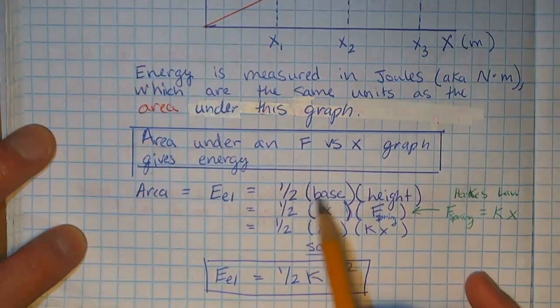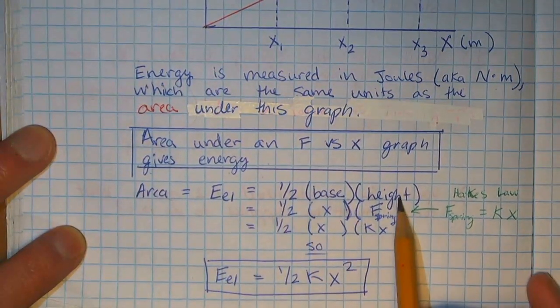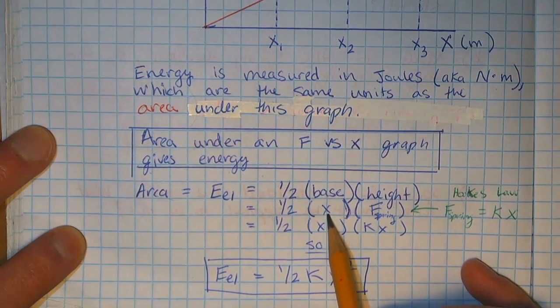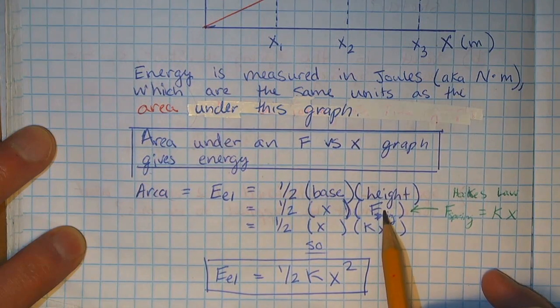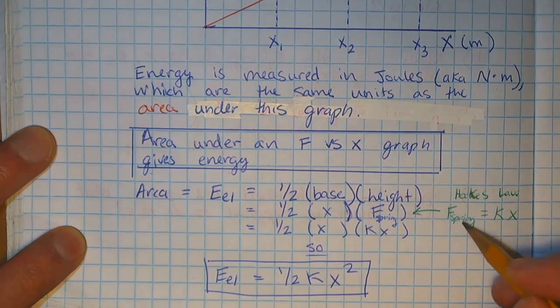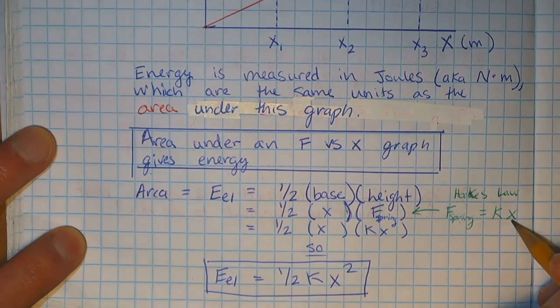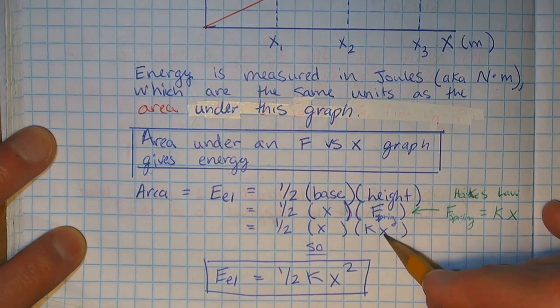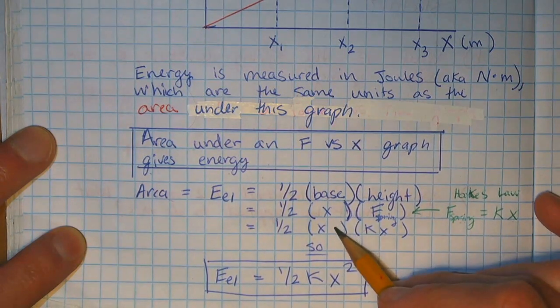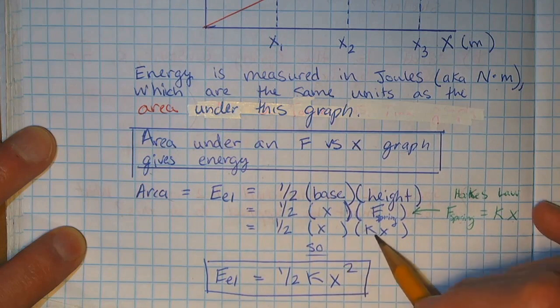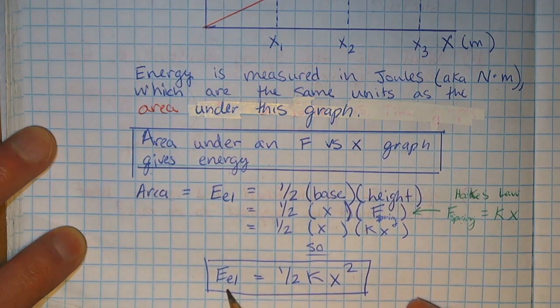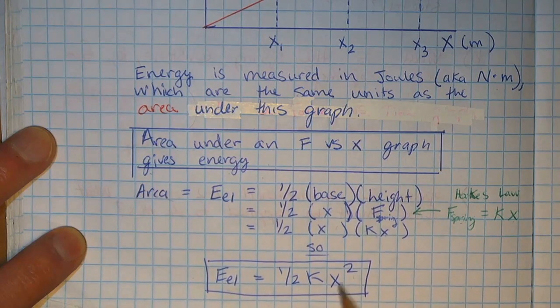So the area is a triangle, so that's 1/2 base times height. The base is the stretch, how far you stretch it. The height would be the force that you apply. We can then substitute in Hooke's law, which is the force of a spring is equal to k times x. Basically, I just changed the F into a kx. That's going to give you an x times an x, and two x's multiplied together give you x squared. So the equation for elastic energy is actually 1/2 kx squared.